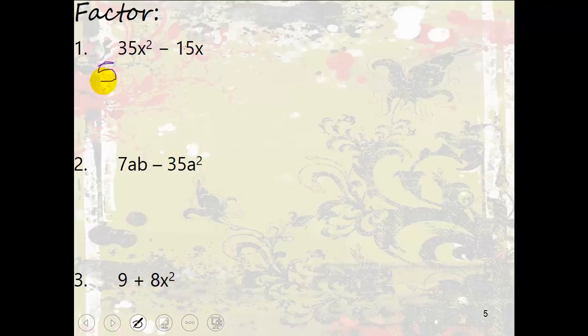Well, that's going to be 5. Does each term have an X? Yes. What's the lowest appearing exponent? X to the first, so I can take one of them out. Now I have to divide 35x squared by 5x. What's 35 divided by 5? 7. What's x squared divided by x? X. Minus, what's 15 divided by 5? 3. What's x divided by x? 1, so I don't have to write anything, and I have factored it.